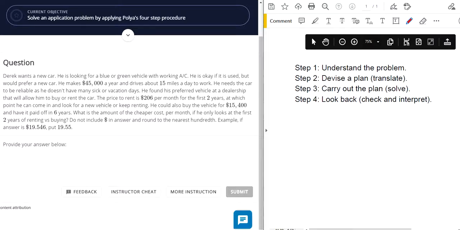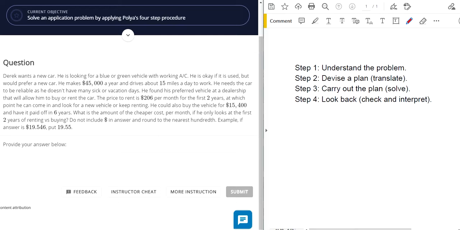So we're trying to solve an application problem by applying Polya's four-step procedure. Honestly, before I started this class, I had not heard of this four-step procedure, but I think we all do it at times. Maybe not every time, but the first step is to understand the problem. This usually comes in the ending sentence. What is the amount of the cheaper cost per month if he only looks at the first 2 years of renting versus buying? So we're supposed to find the cheaper amount.